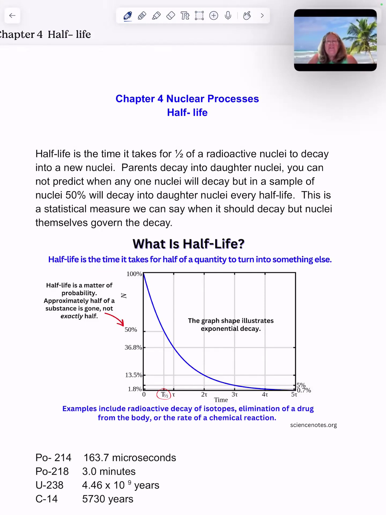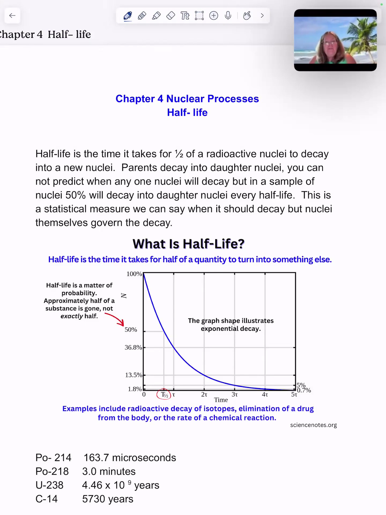Today we're going to continue our discussion of nuclear processes and we're going to talk about half-life. In terms of nuclear, half-life is the time it takes for half of a radioactive nuclei to decay into a new nuclei, parents to decay into daughters. Remember, you cannot predict when any one nuclei will decay, but in a sample of nuclei, 50% will decay into the daughter every half-life. This is a statistical measure, and we can't say exactly when any one nuclei will decay, just that the sample will go down by approximately half.